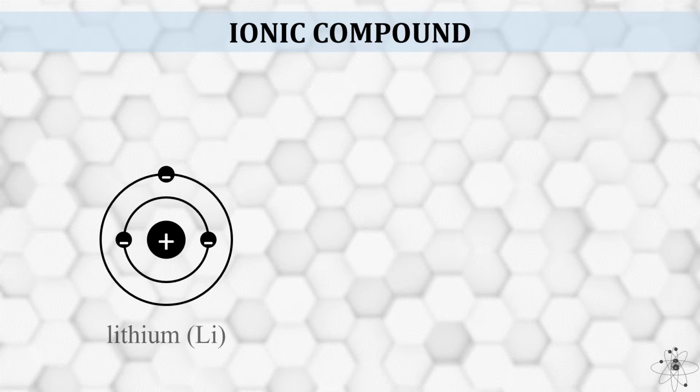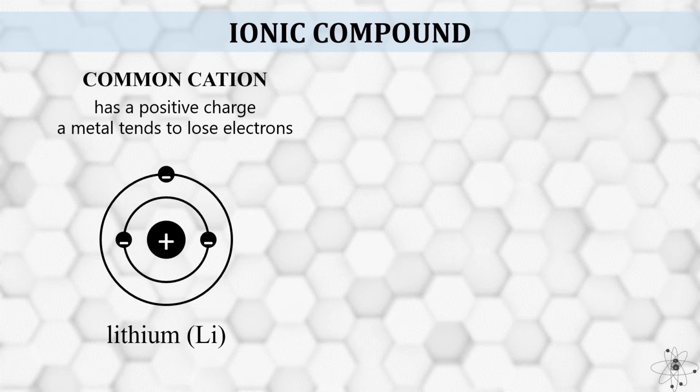Just like lithium here and sodium in the previous example. They both lose 1 electron and form a cation, since they belong to group 1A.